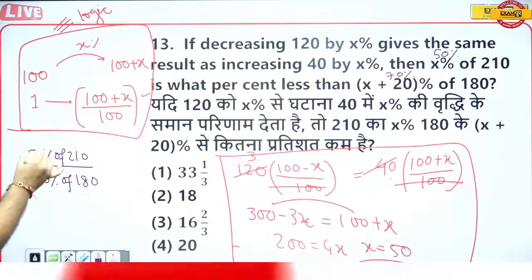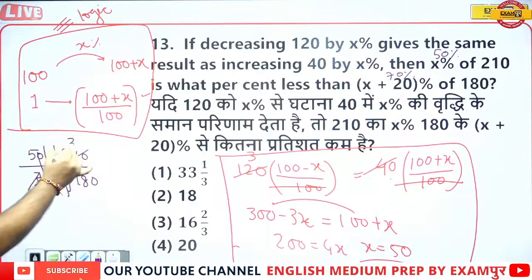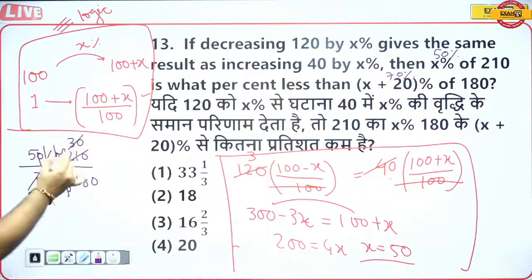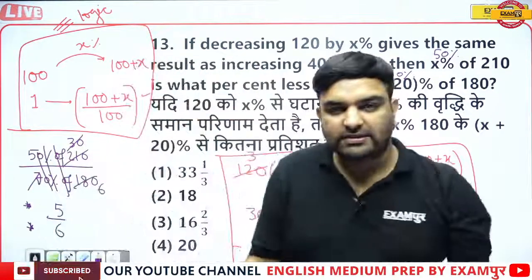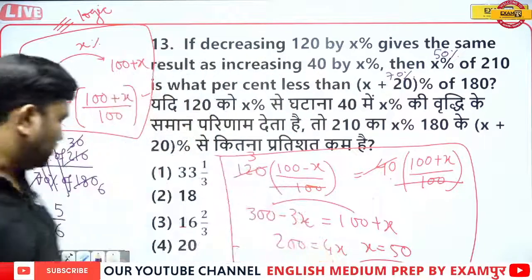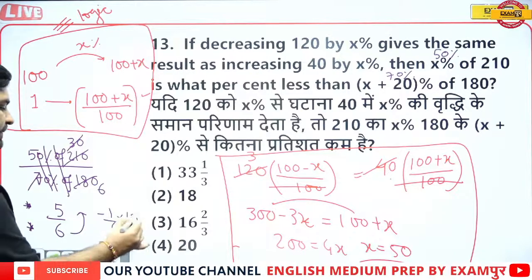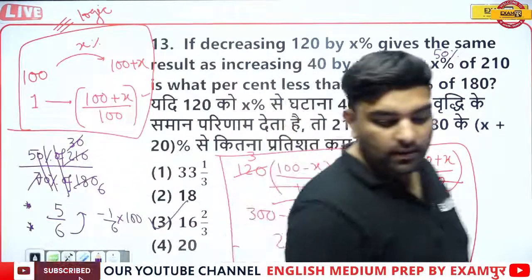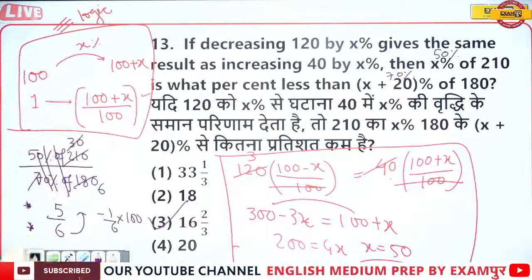Convert them into ratios, it will become much easier. 30 and this is 6 times, so 5 by 6. Basically, 5 is how much less than 6? It is asking, 5 is how much less than 6? So you will say, 5 is 1 less than 6, into 100. Answer. Very smart, we have shortened the problem a lot.